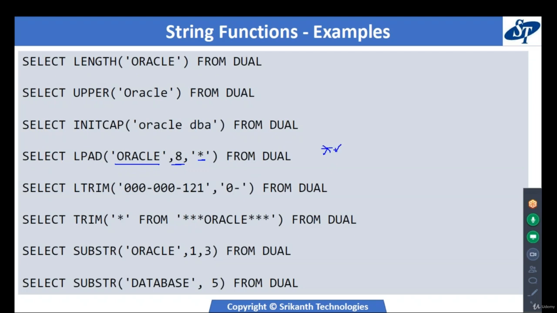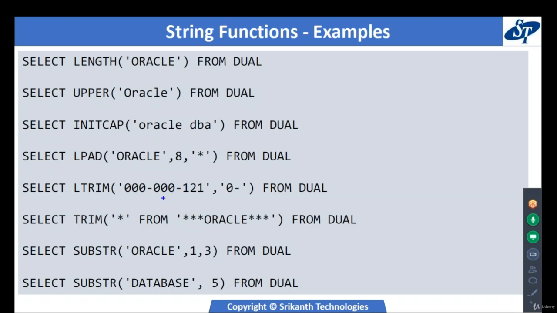So it has to put 2 stars on the left, and then it has to place Oracle, because LPAD means left side padding. But what if I give only 3 instead of 8? Then interestingly, it'll truncate that only to 3 characters. So be careful: if what you give is not large enough to accommodate the whole string, it'll be truncated.